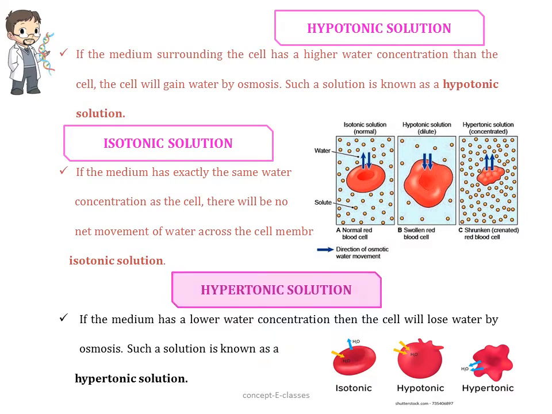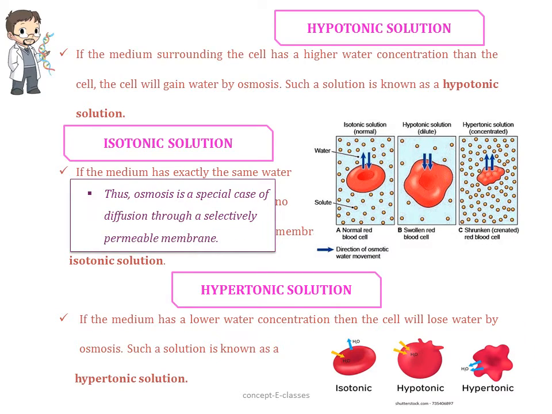Now if the medium has a lower water concentration, then the cell will lose water by osmosis, and such a solution is known as a hypertonic solution. Here the surrounding area has lower water concentration, and the cell has higher concentration. So the cell will lose water by osmosis. Again, the water crosses the cell membrane in both directions, but this time more water will leave the cell. Therefore, the cell will shrink.